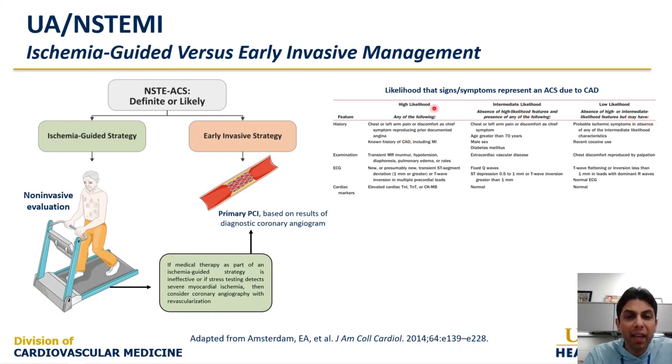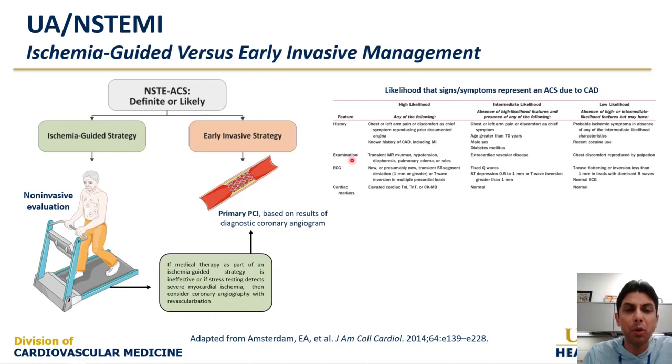So when we're thinking about high likelihood features, we're going to think about the history. So is it chest or left arm pain or discomfort as a chief symptom reproducing prior documented angina? So if a patient had a prior myocardial infarction and is coming to the hospital with the same type of chest pain, we're going to take that very seriously. So there's high likelihood that the signs and symptoms represent an acute coronary syndrome due to coronary artery disease.